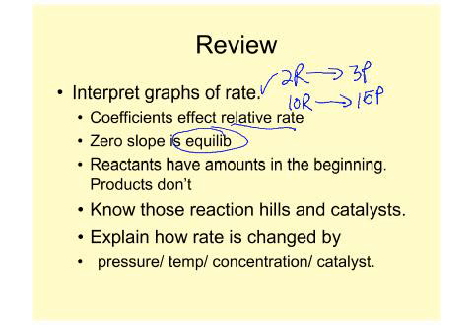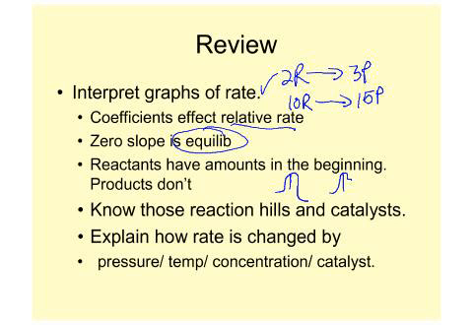Zero slope is equilibrium. Reactants have amounts in the beginning, products don't. You should be comfortable with those reaction hills and catalyst diagrams. And remember, your activation energy is from the reactants up, not from the lowest point up.